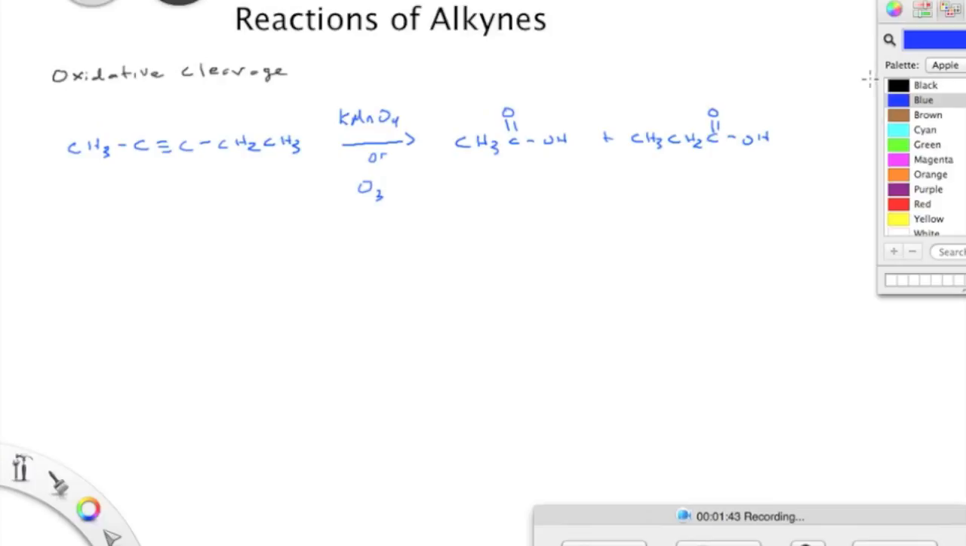So in this case, all you're going to do is you're going to cleave right down the center of this guy, and you're going to put a carboxylic acid on that one, and then put a carboxylic acid on that one, and therein is your product.